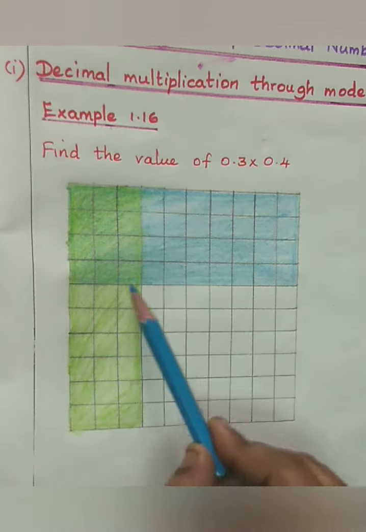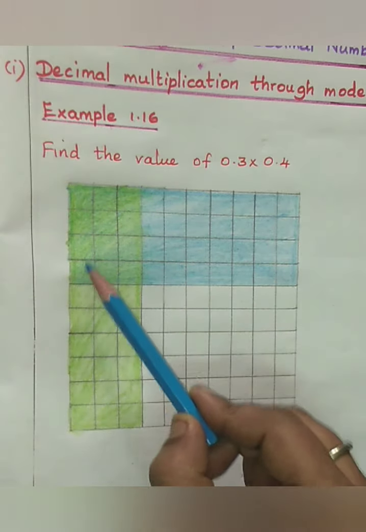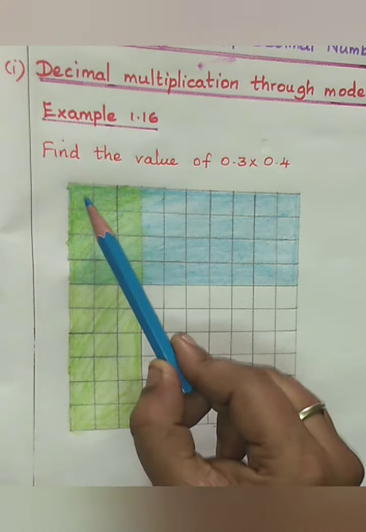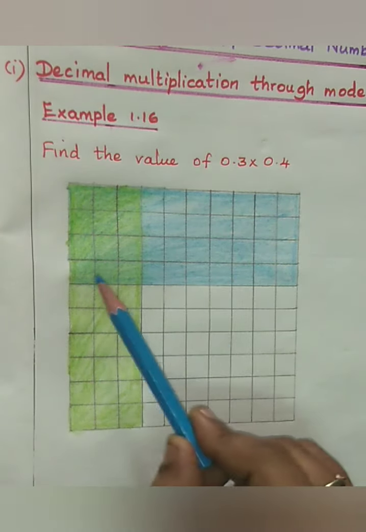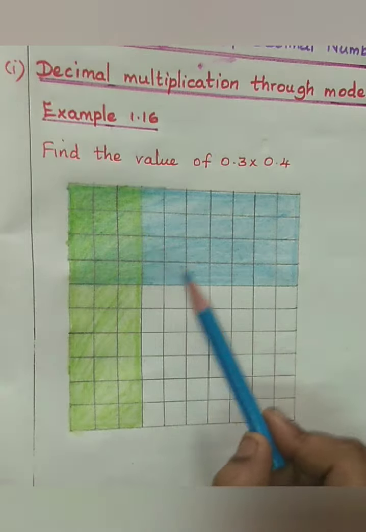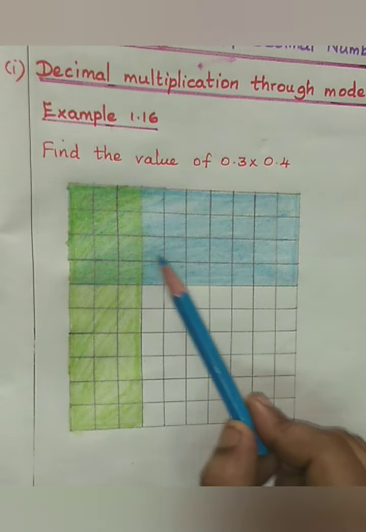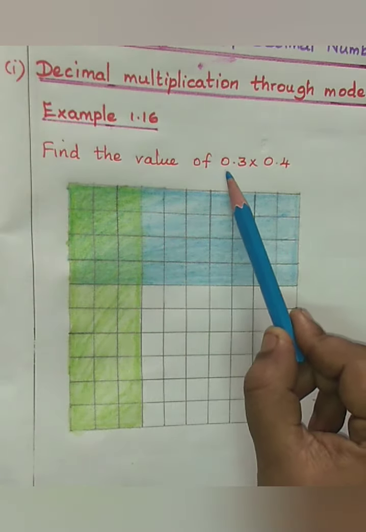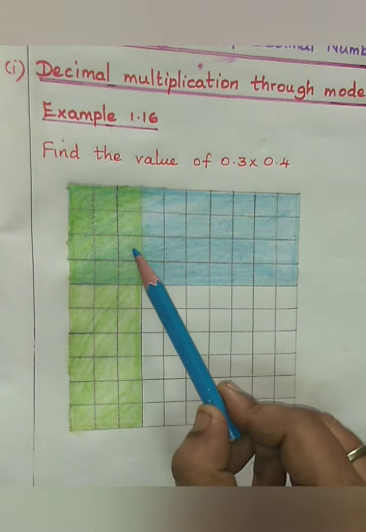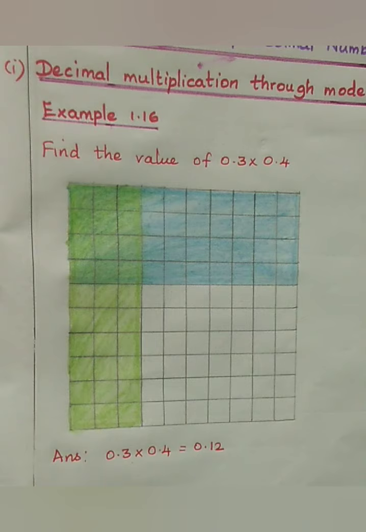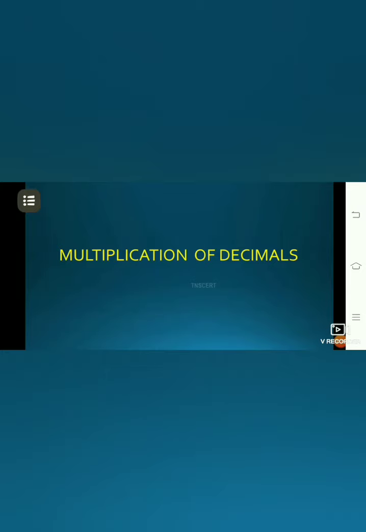Now find out the common region. This is the common region. We have 12 squares here. We know that each square represents 0.01. So 12 squares represent 0.12. So the product of 0.3 and 0.4 is 0.12. Answer: 0.3 into 0.4 is equal to 0.12.